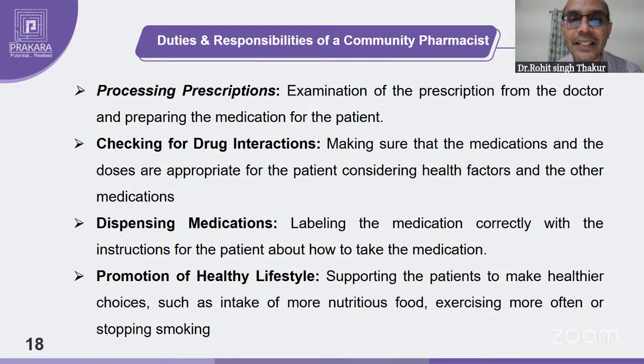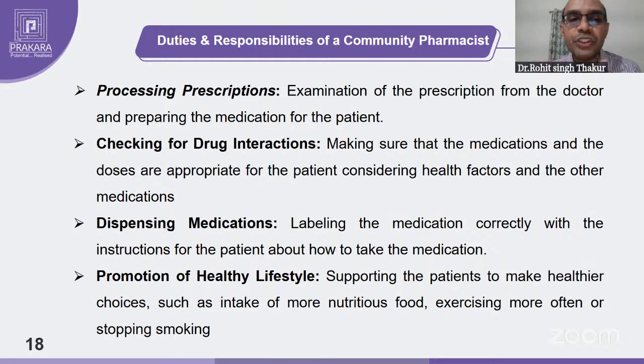Then comes the second valid responsibility, checking for drug interaction. That's what we discussed in the previous slide. As per FIP, you should have a sound knowledge of pharmacotherapy. So that means you at community level should also be able to trace out drug-to-drug interaction. Make sure the medications, whatever you're dispensing or whatever doses the patient is being advised to take, you have to check with drug-to-drug interaction.